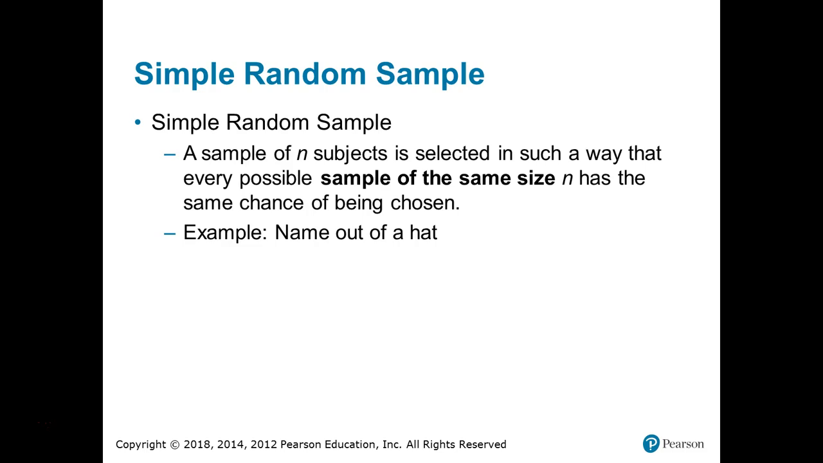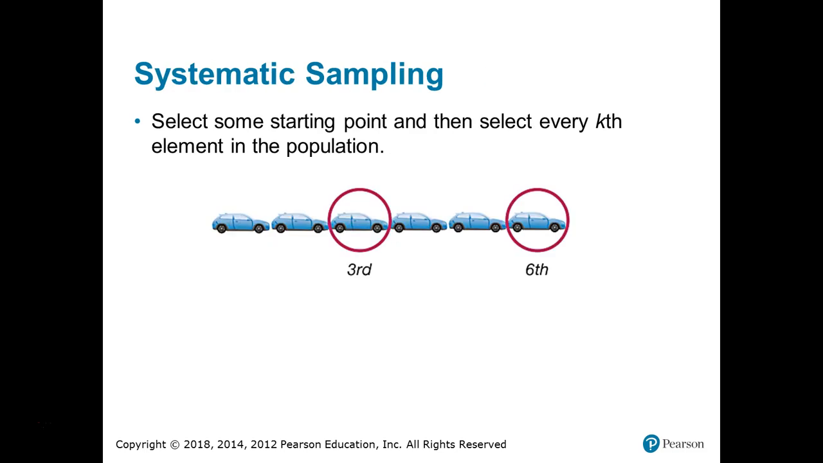Simple random sample is when a sample of n subjects is selected in a way that every possible sample of the same size n has the same chance of being chosen. A very wordy way to say it, but just think of choosing a name out of a hat. You or little Timmy next to you have the same chances of having your name pulled out of that hat. It's simple, it's random, it's good data collection.